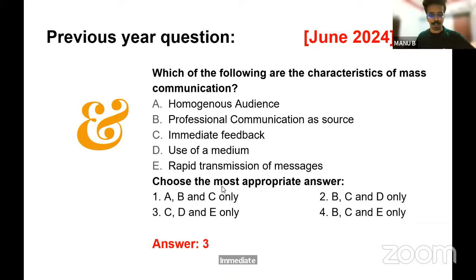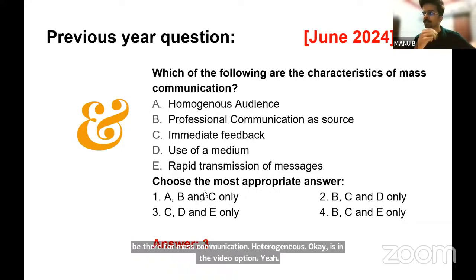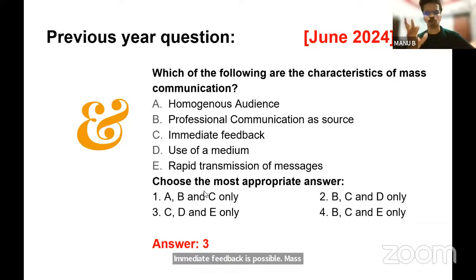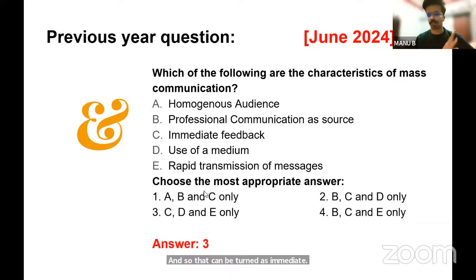Okay, professional communication doesn't come with a homogeneous audience; a homogeneous audience cannot be there for mass communication. It's heterogeneous. Okay, C is in every option. Yes, immediate feedback is possible in mass communication, especially in modern days. YouTube Live and all are mass media, so you already get the live chat right here. That can be termed as immediate feedback, but not in a homogeneous audience. So option A can be completely withdrawn.